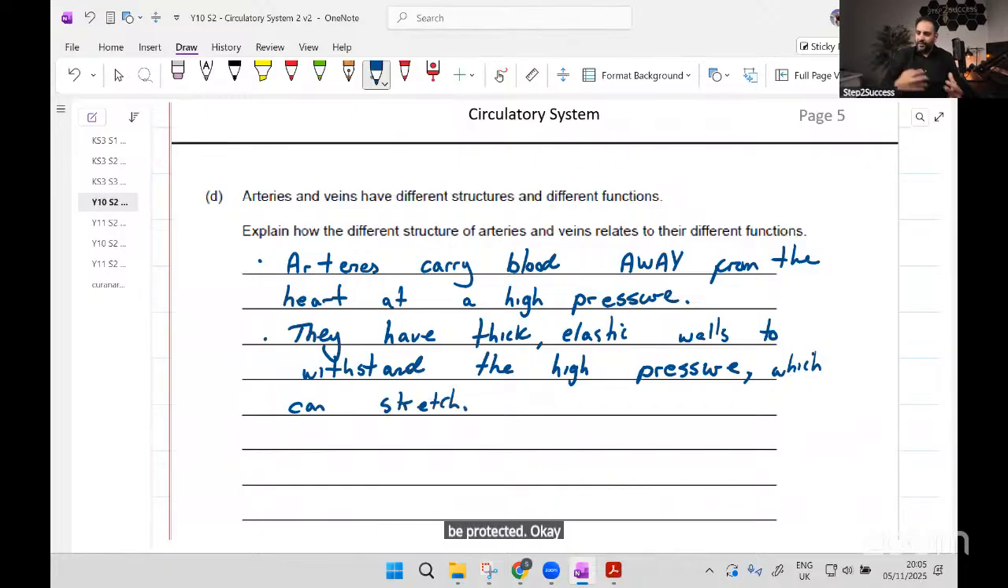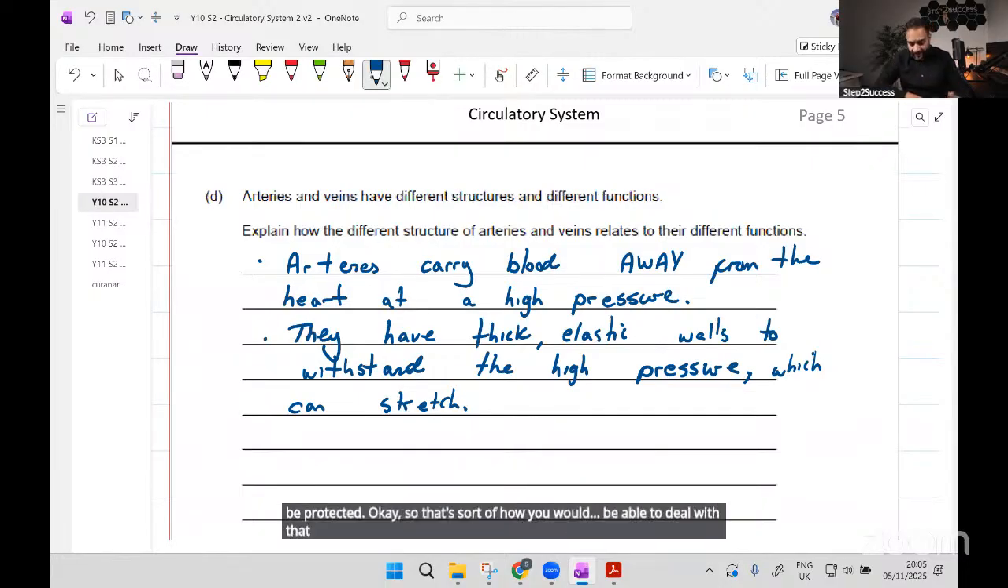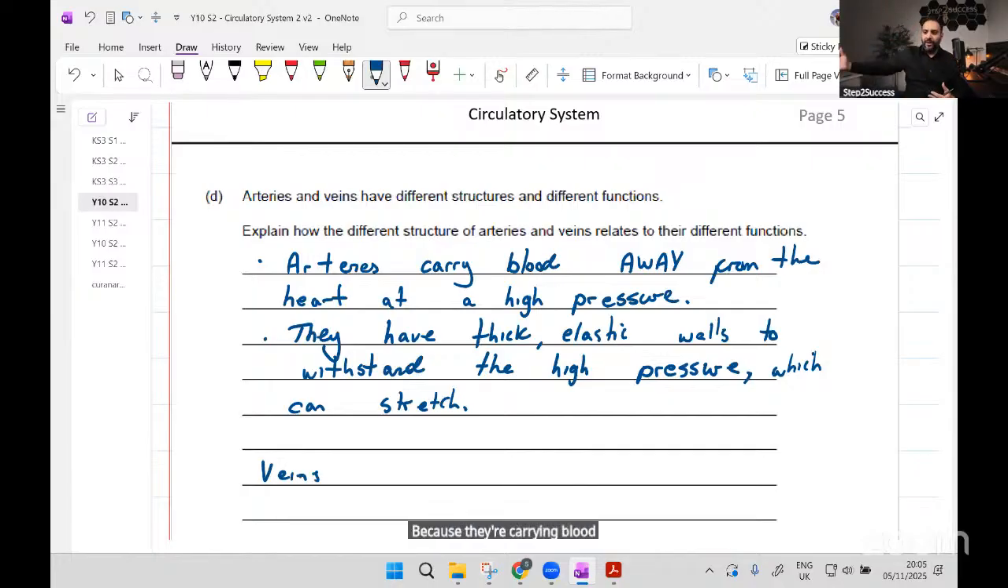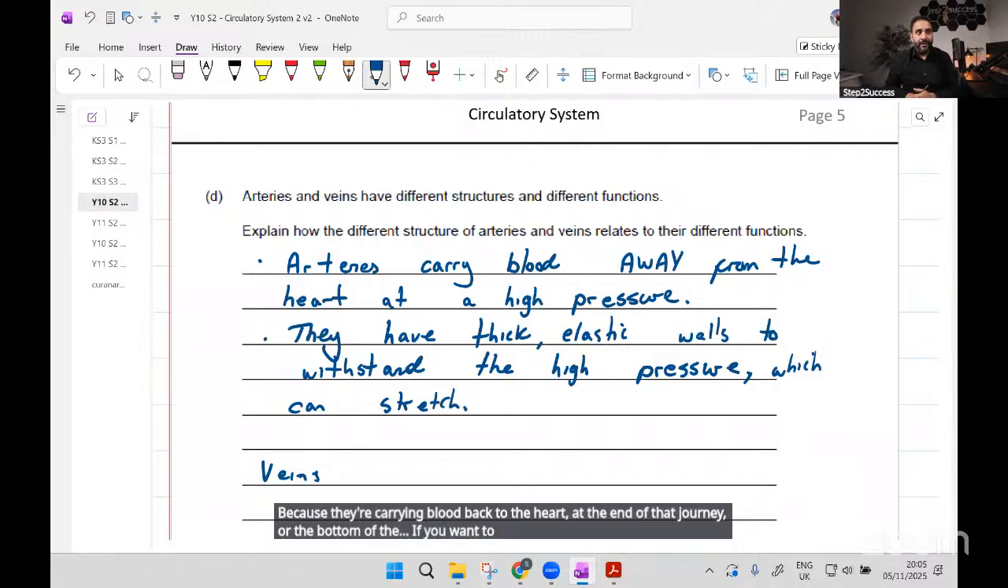Okay, so that's sort of how you would be able to deal with that first bit. Veins, on the other hand, because they're carrying blood back to the heart at the end of that journey, or the bottom of the tap, if you want to think of it that way, they're carrying blood at a much lower pressure.